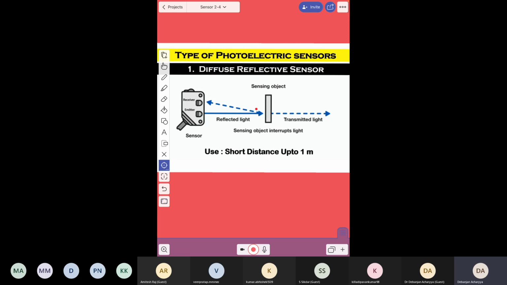It can measure an object which is within the 1 meter. And I forgot to tell you that photoelectric sensors are generally used to detect the proximity of the object or the number of objects, and what kind of object it is, like transparent, semi-transparent or non-transparent. Okay.